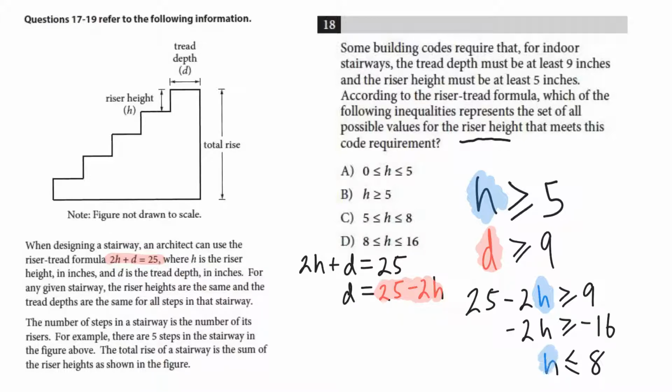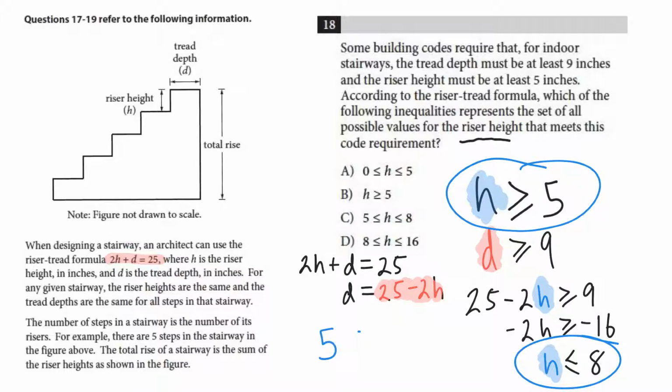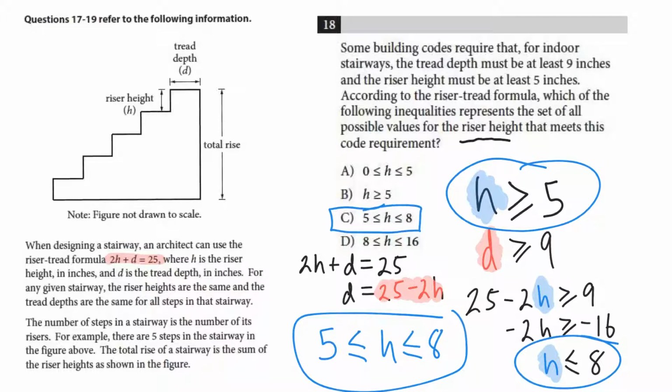less than 8. So if we put together this inequality and this inequality, we'll see that h has to be greater than 5, so 5 is less than or equal to h, and we know that h has to be less than or equal to 8. So that corresponds to C. C will be our solution for 18.